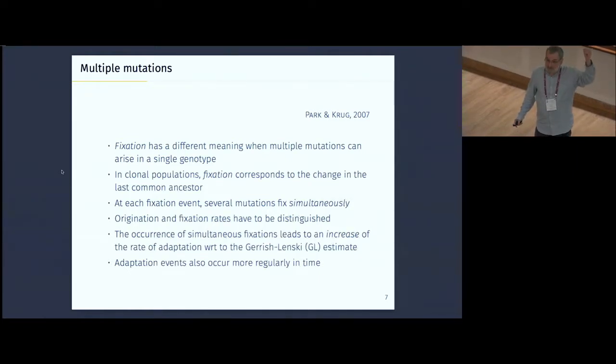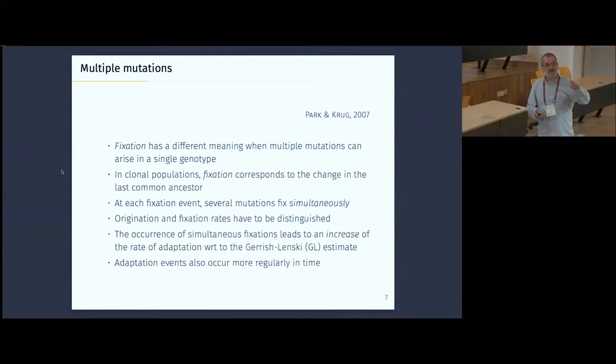In fixation, the last common ancestor changes suddenly, and it can change quite a lot. You might have several variants go to fixation at the same time. So we have to distinguish what is fixation at the level of genealogy from what is fixation at the level of variants. Also, the origination and fixation rates have to be distinguished, because several mutations can fix simultaneously. Yes, please.